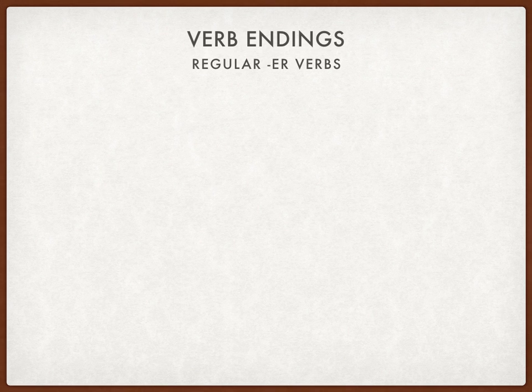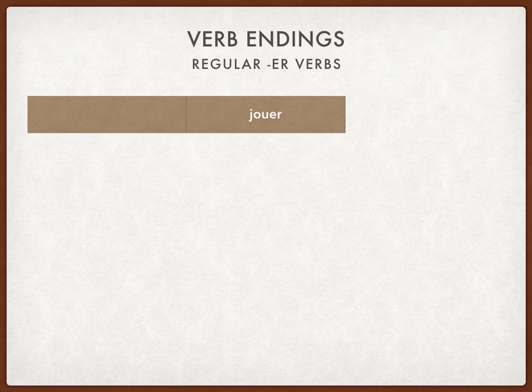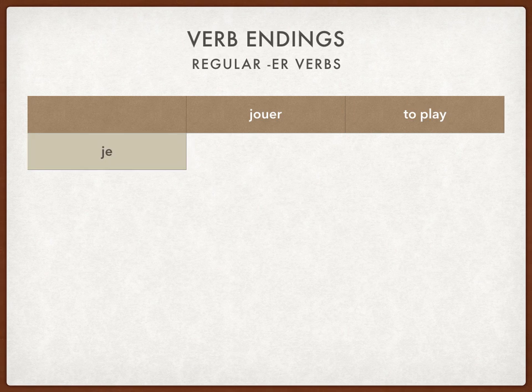So the endings that we need to learn are as follows, and these are really important to learn because you can apply them to any verb that is regular and ends in ER, which is a whole lot of them, so it's going to save you a lot of time. So we're going to use jouer, which means to play, as an example. So in the je form, as we've already seen, we need to take off the ER and add an E. So je joue, which means I play or I am playing.